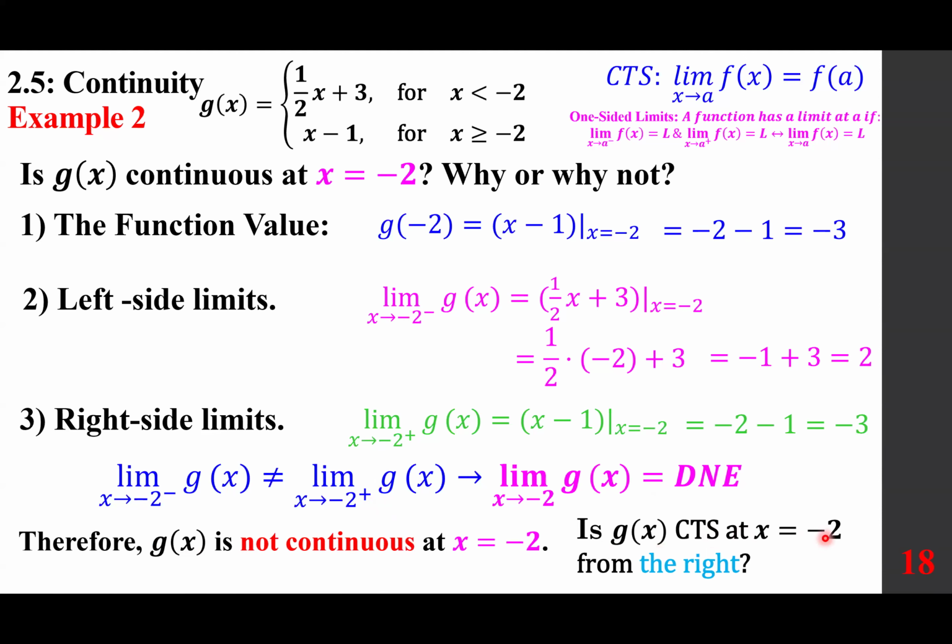Now, is g of x continuous at x equals negative 2 from the right? Notice the functional value and the limit from the right are the same, so the answer is yes. Nevertheless, the function is still discontinuous at x equals negative 2, but we say it's continuous at x equals negative 2 from the right.